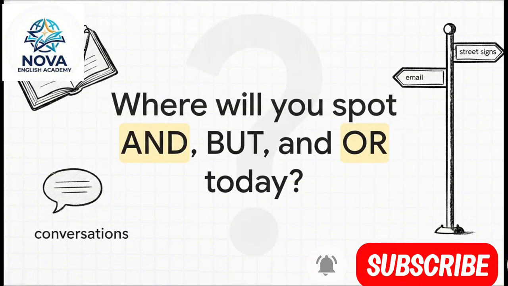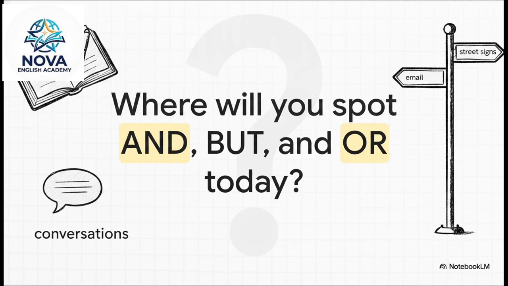So, now that you've got these powerful joining words firmly in your toolkit, consider this. How often do these tiny three-letter words completely change the meaning of your daily conversations? I challenge you to turn your reading into a real-world game today. Look for and, but, and or in your emails, on street signs, on social media, and observe exactly how they act as the invisible architecture holding all of our ideas together.